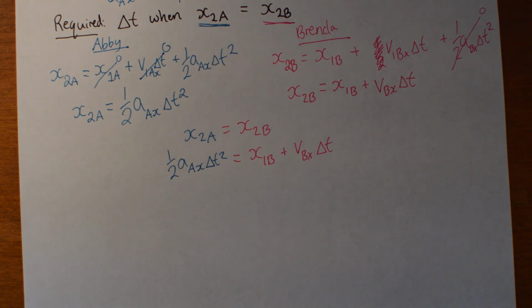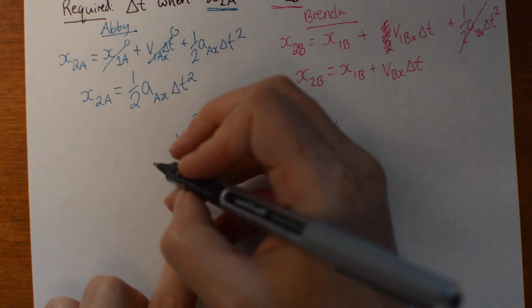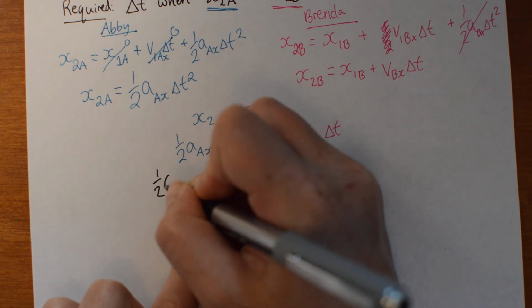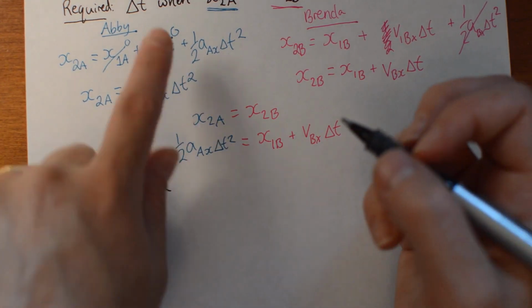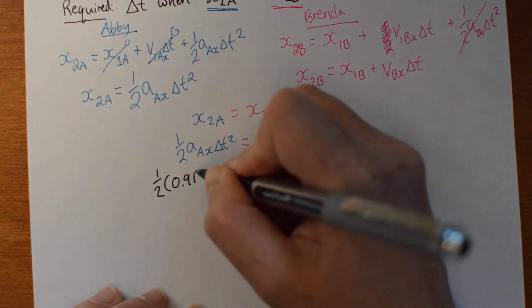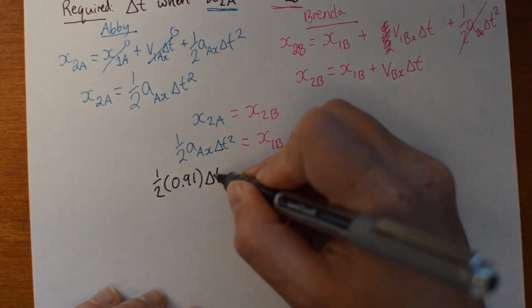That's because when you do the quadratic equation with variables, it gets really, really messy. So this is one exception to our always-rearrange-with-variables-first rule. When you're dealing with a quadratic equation, it's okay to put numbers in early. So that's what I'm going to do. I have a half times Abby's acceleration, which is the 0.91, times delta t squared.